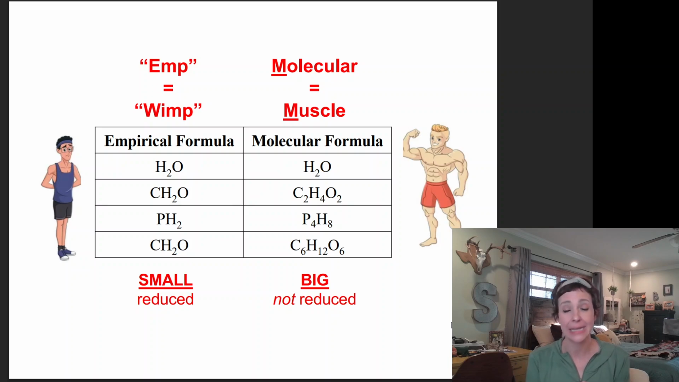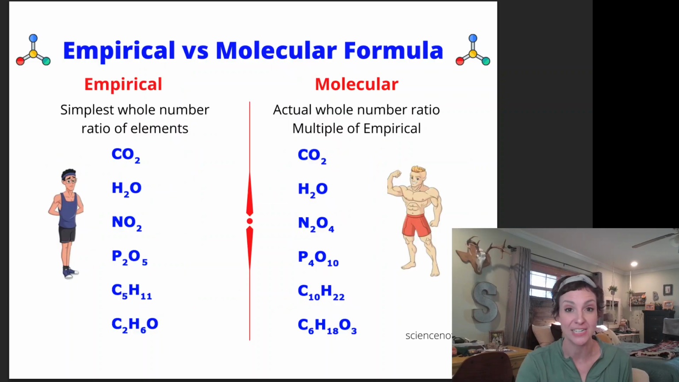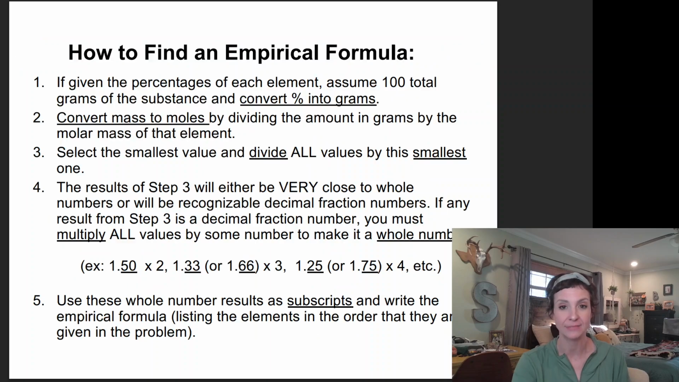So I've got my imp, my wimp, very weak, small, reduced down to nothing, or not to nothing, but the smallest whole number ratio is what we're reduced down, compared to my molecular muscle beefed up formula. So that is how I remember it, and I hope that that does help a little bit for you guys too. Okay, here's some other examples of our empirical imp, our wimp formula, and our molecular, my muscled up formula.